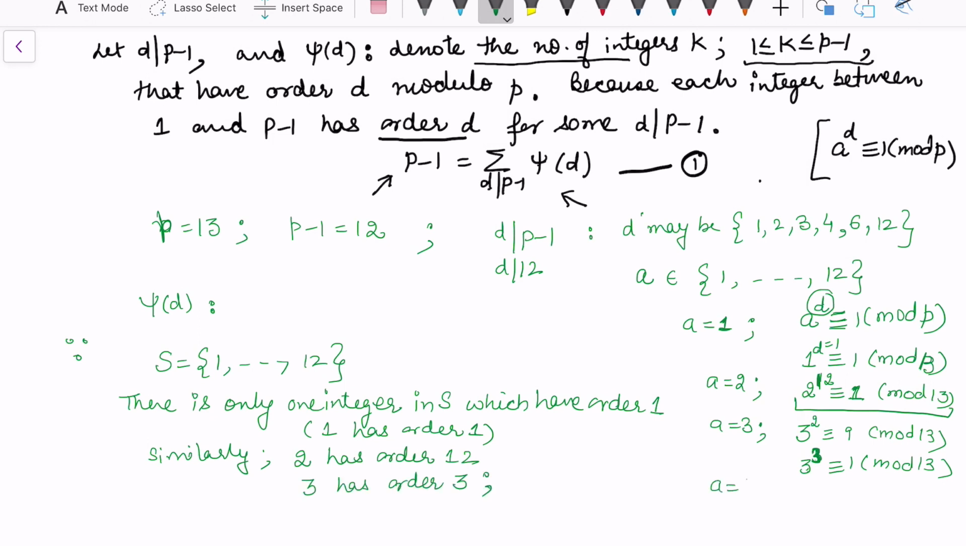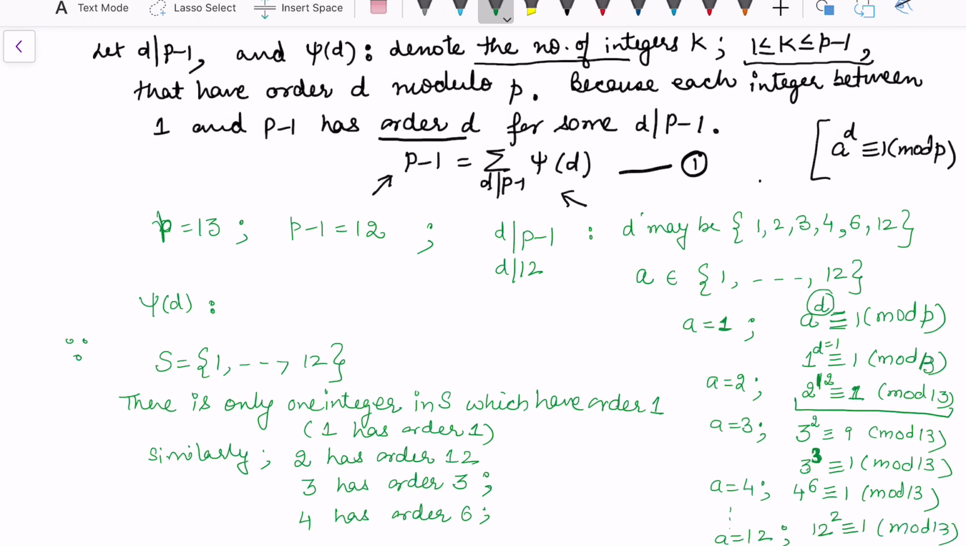Look for A is equal to 4. If we start searching, we find that 4 to the power 6 congruent to 1 modulo 13 comes up. So I may say 4 has order 6, and we continue this process till A is equal to 12. We can see here that 12 has order 2. 12 squared, that is 144, is congruent to 1 modulo 13.